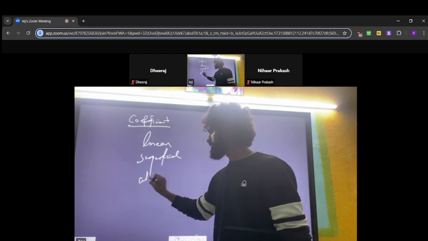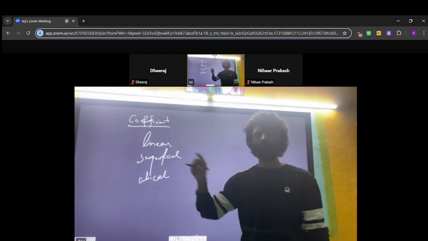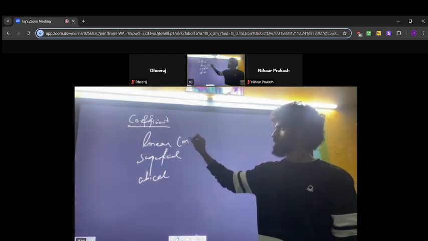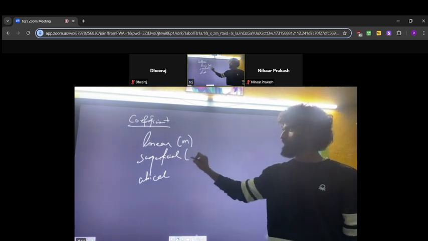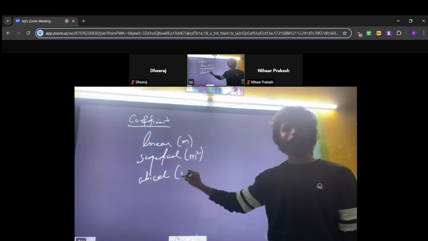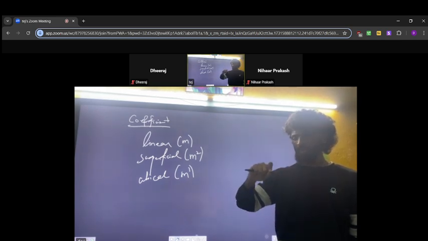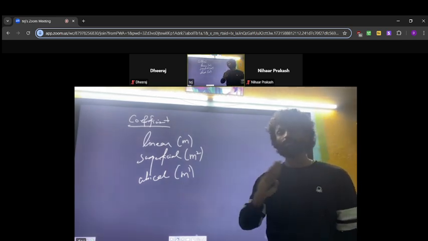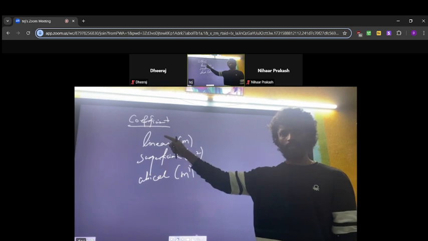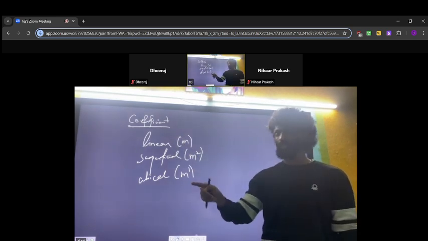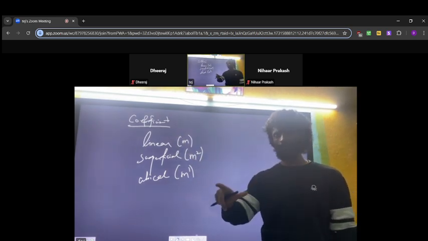See, in very simple language to explain, linear meaning, for example, meters. Distance. Superficial meaning meter square, area. Cubical meaning cube, volume. That's how it works. So when there's an increase in only height, only some sort of distance, then it is called linear expansion. If it is an increase in area, it is called superficial. If it is an increase in volume, it is called cubical.